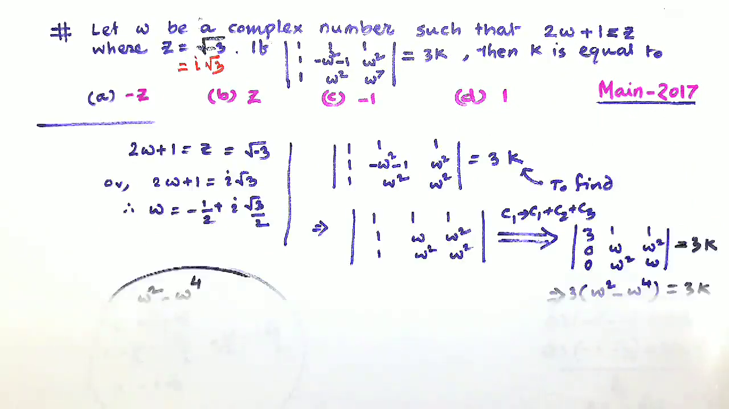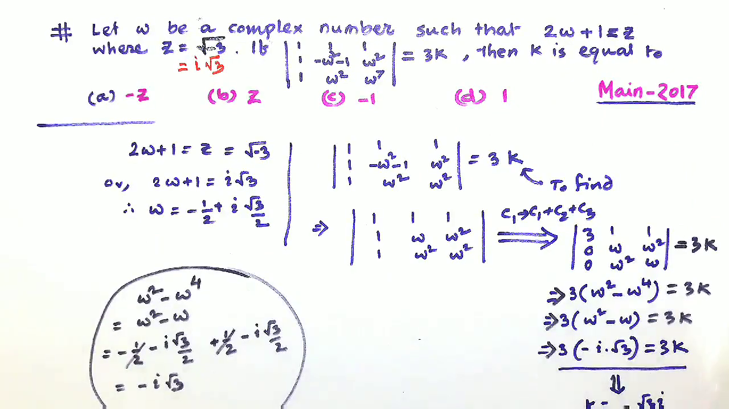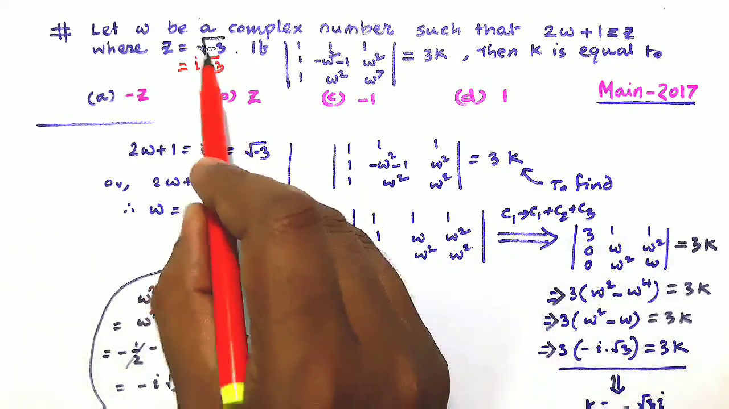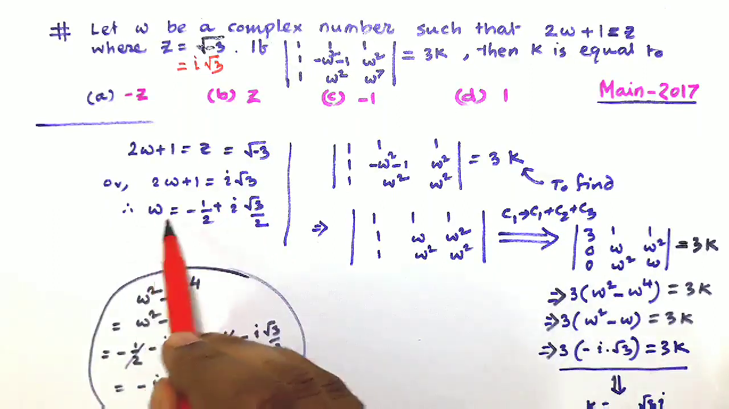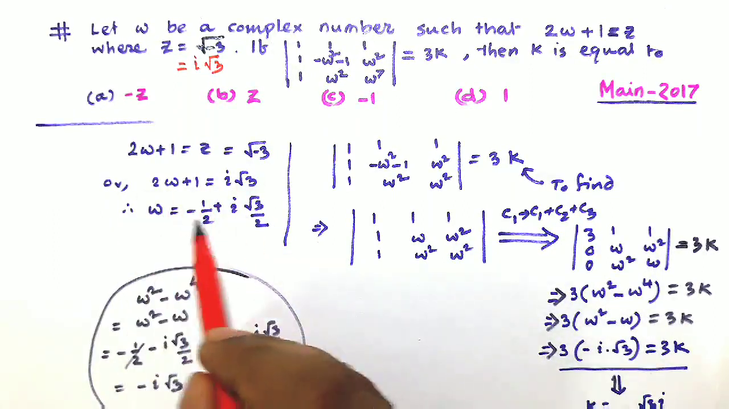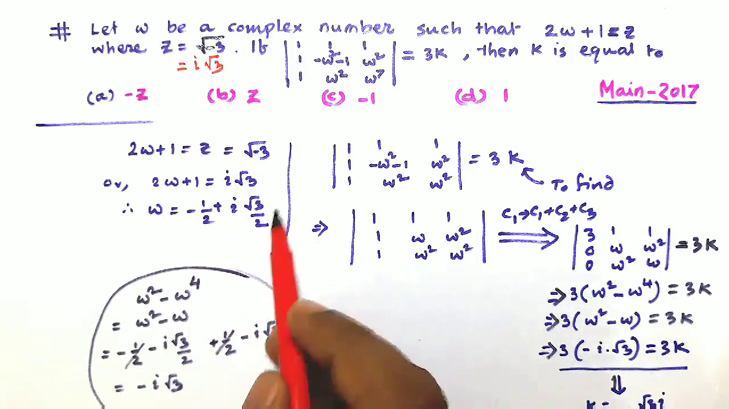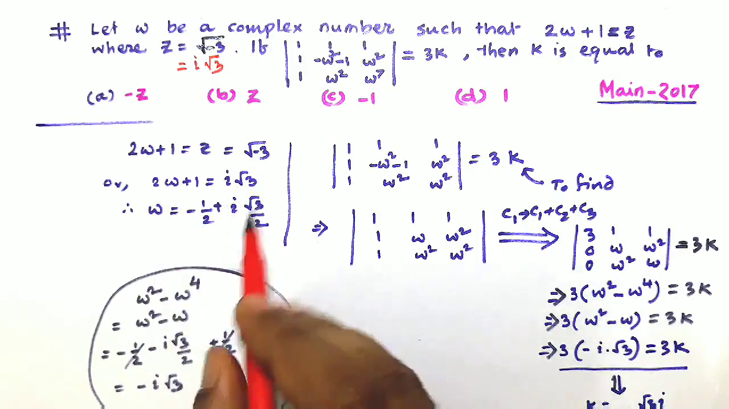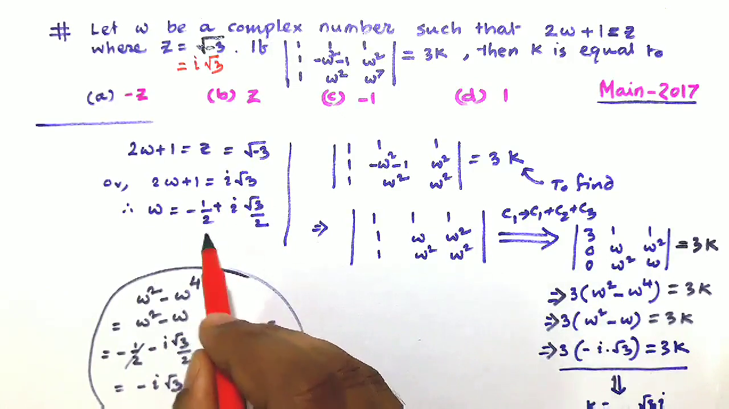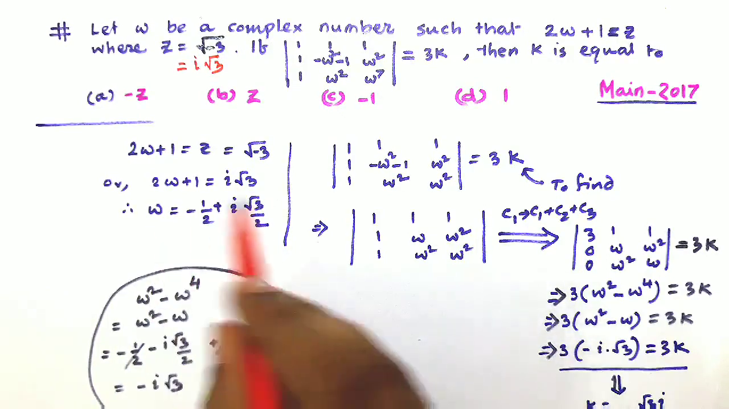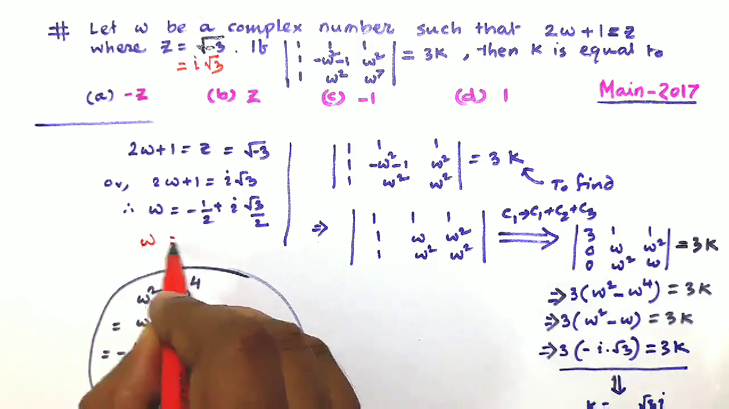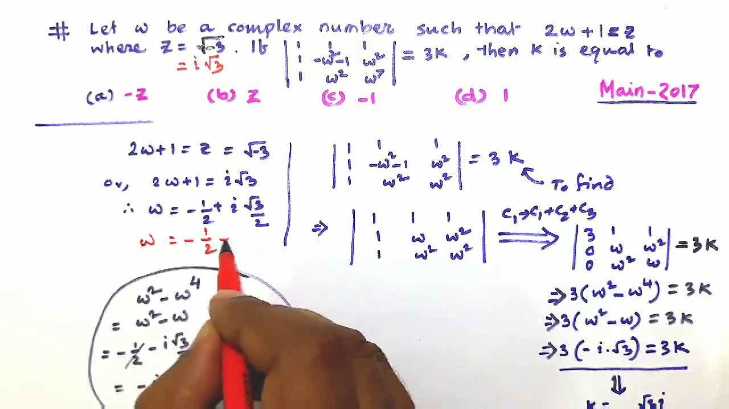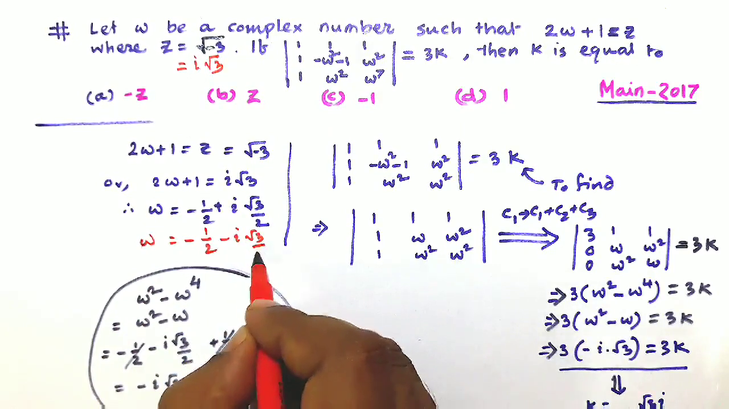Friends, keep a look here. 2W plus 1 is equal to Z, this is given, and Z is equal to root over minus 3, and this is i root 3. So from this one, W is equal to minus half plus i root 3 by 2. Now what is this? This is the cube root of unity. This is the cube root of unity. So the other cube root of unity is minus half minus i root 3 divided by 2.